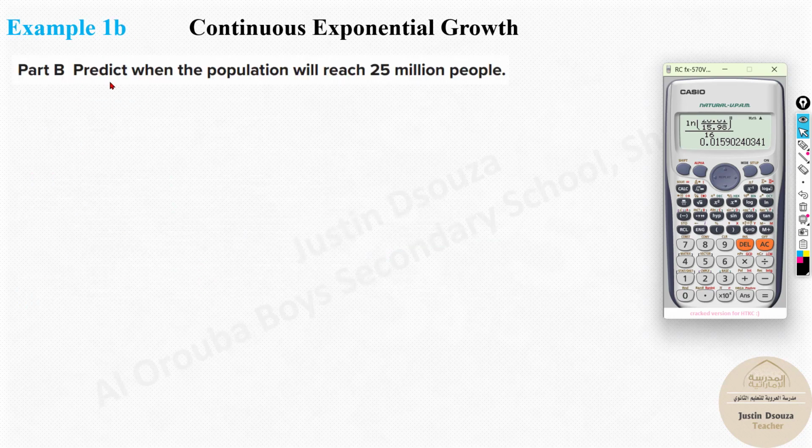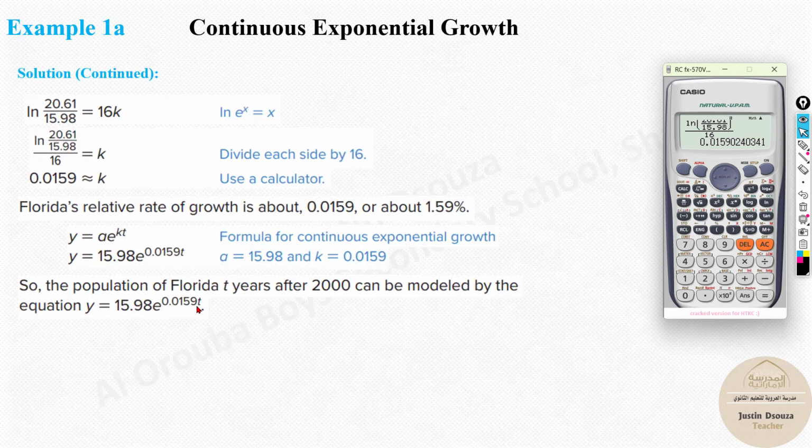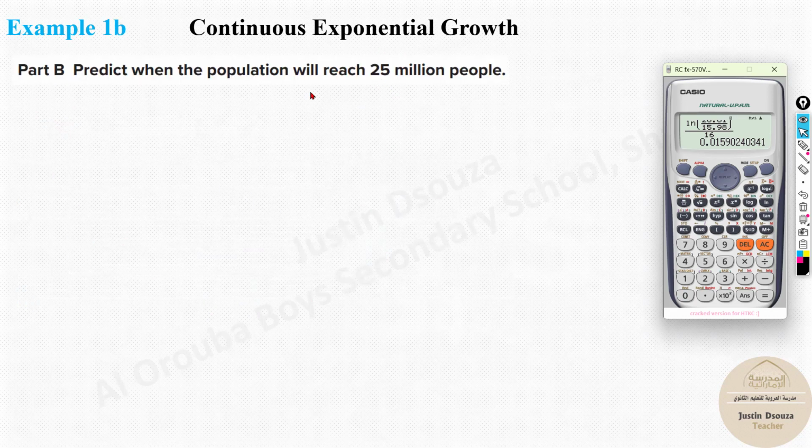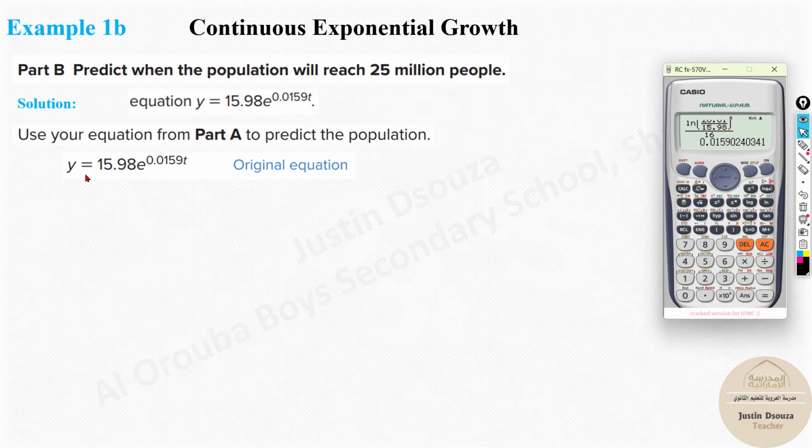Now what about part B? Predict when the population will reach 25 million people. See, this formula is there, right? Now we should see what time t will it reach 25 million. Now this is the given equation, right? We had just now over here, just instead of y, put 25. Why? Because they have asked for 25 million. Now, initial population was 15.98, E, the constant we found out just a while ago, 0.0159, and time t is unknown. That is what we are solving for.